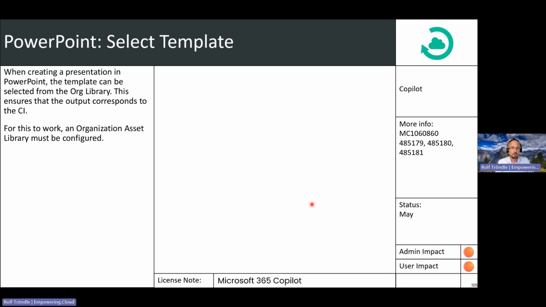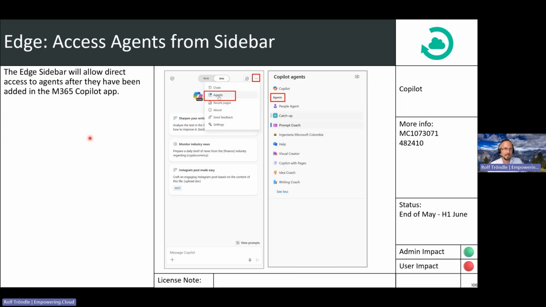This is all new PDF and text files. And then you can choose a template from your organization library if the organization asset library is configured, and then the outcome of the created presentation will already be for your company template, so your CI style is already applied.